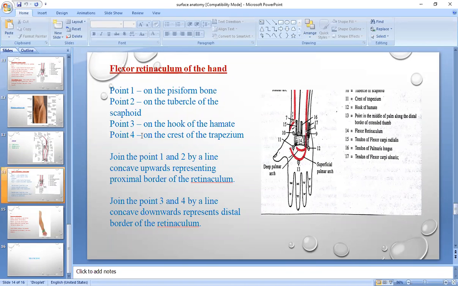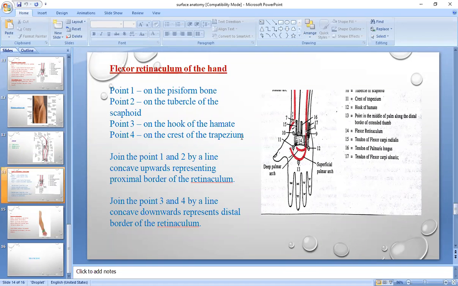Then coming to the third point, it should be on the hook of the hamate. If you want to palpate the hook of the hamate, just place your finger 2 centimeters distal to the pisiform bone. That is the hook of the hamate bone. Then the fourth point is on the crest of the trapezium. What is that? The crest of the trapezium. It is also distal to the tubercle of the scaphoid.